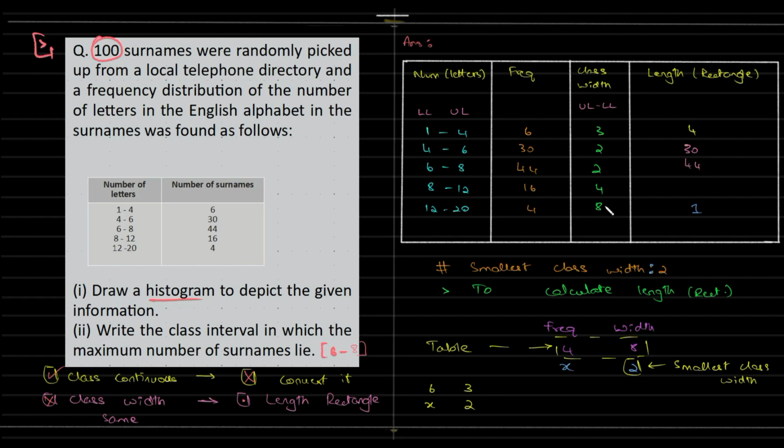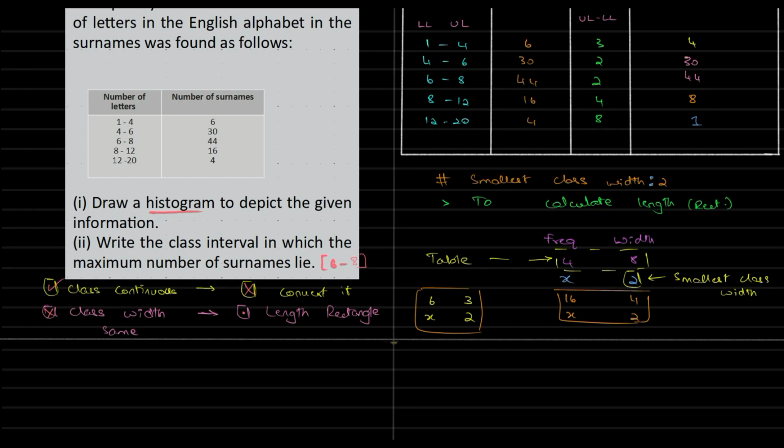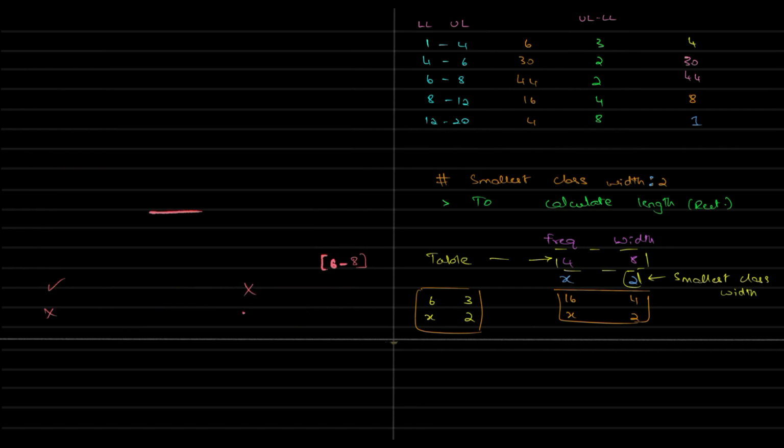30 and 44. And the last one, 16 and 4. And this is x and 2. So this will be 8. Okay, and this we need to plot, that's it. Right? So be careful with all these calculations. It will make sense once you draw the graph. Why these values and all of that.